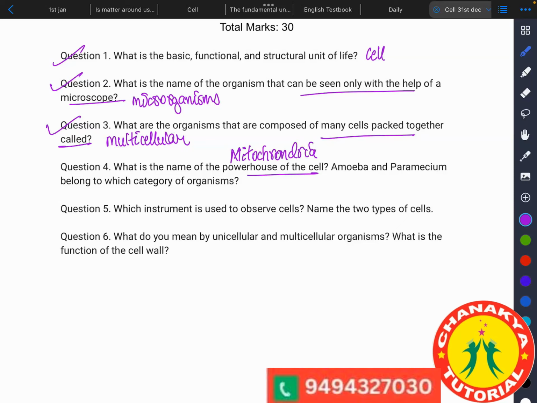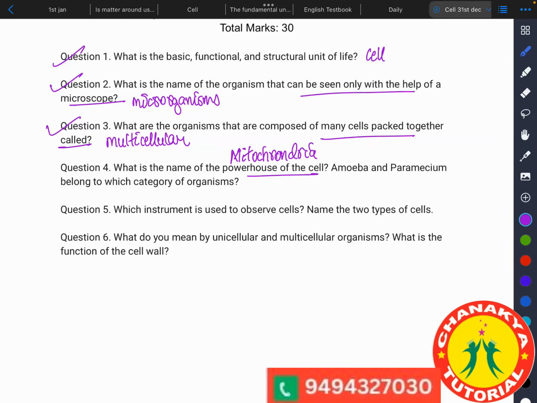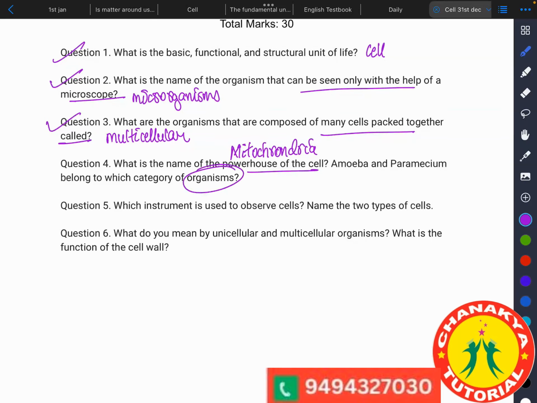Sir, amoeba and paramecium belong to protozoans, right, sir? Yes, we can say protozoan, but it is asking the category of the organism. So first of all, they belong to unicellular. No issue. First categorize it as a unicellular organism, and then you can say that they belong to protozoans, because it is asking the category of the organism.